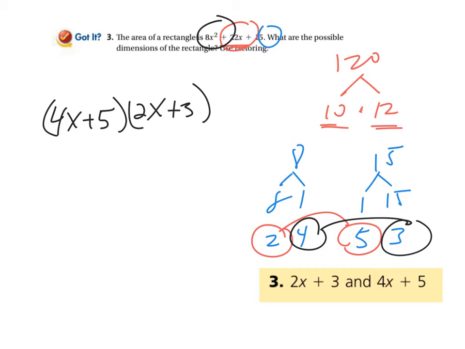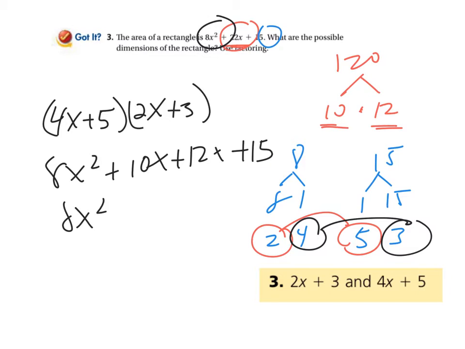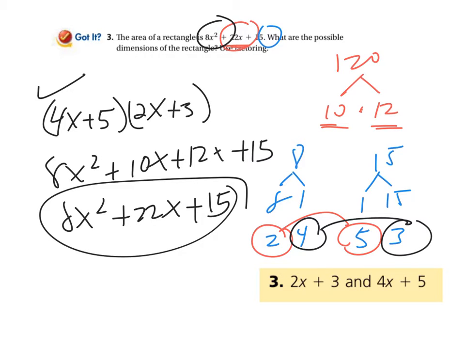And again, you'd FOIL this back out. You're going to have 8x squared plus 10x plus 12x plus 15. So 8x squared plus 22x plus 15. And there we go. So this set worked. And again, if you mixed them around and didn't get the right answer, move them back around again.